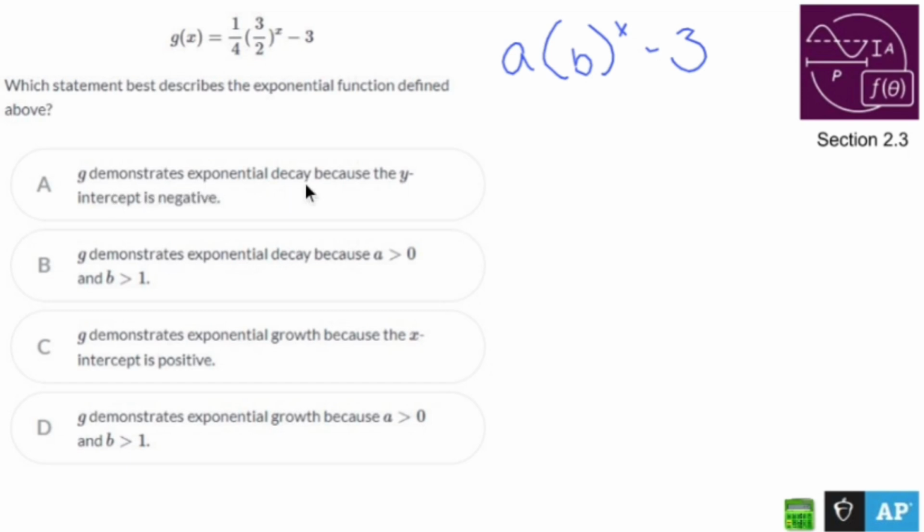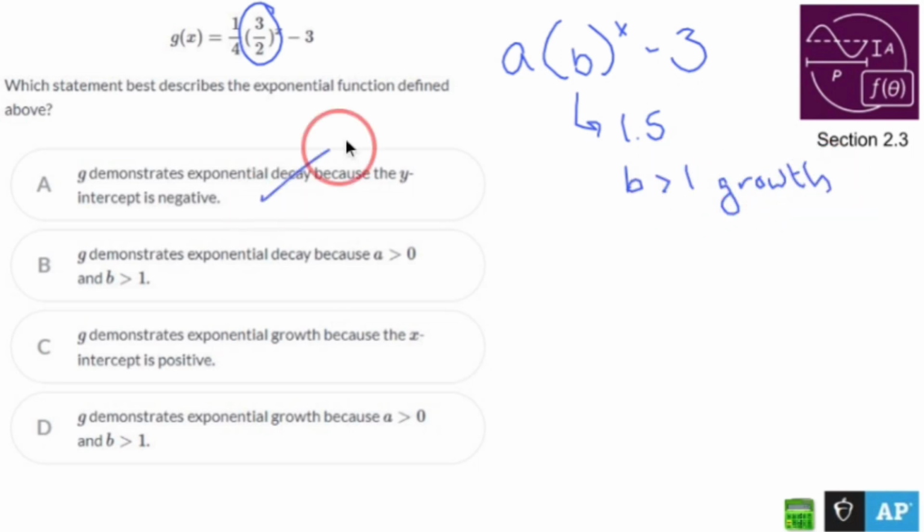G demonstrates exponential decay. Well, this guy wrapped inside the parentheses taken to the x power says, nope, since it's 1.5, that means it's greater than 1. This is growth. So this is not going to be decay, and this is not going to be decay. It's growth because the x-intercept is positive? No. It's growth because a is greater than 0, and b is also positive. So if this was negative, it would take that guy and flip it upside down. But since b is positive and greater than 1, and a is positive, we have exponential growth, so D is going to be my answer.